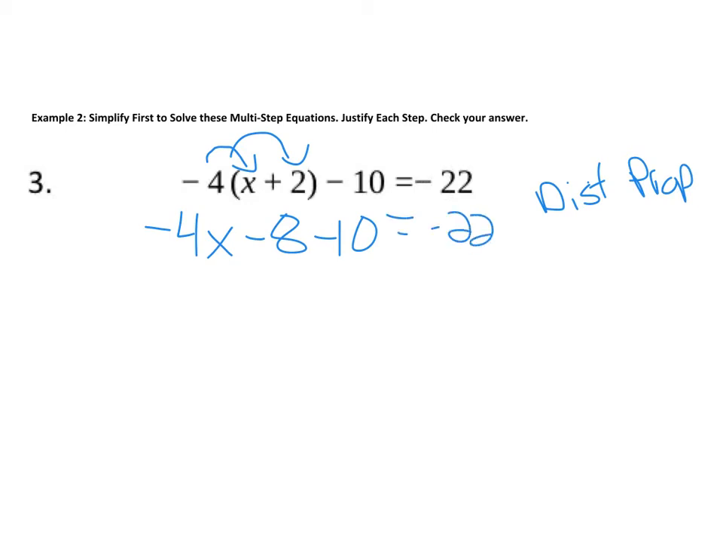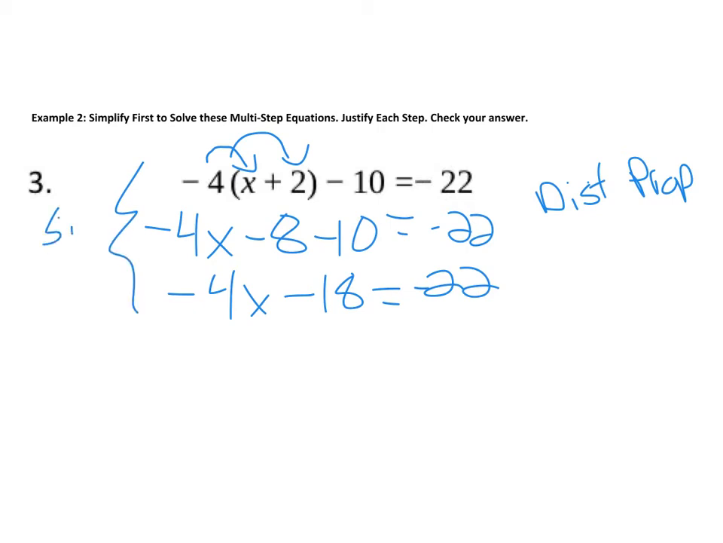Next thing we can look to do here is simplify. We have two like terms in our negative 8 and our negative 10, so subtract those together. And at this point we're done with the simplifying. Remember, the biggest thing about simplify is they're on the same side. We don't want to be using any inverse operations until we start solving. So now that we have everything simplified, now we can use those inverse operations.